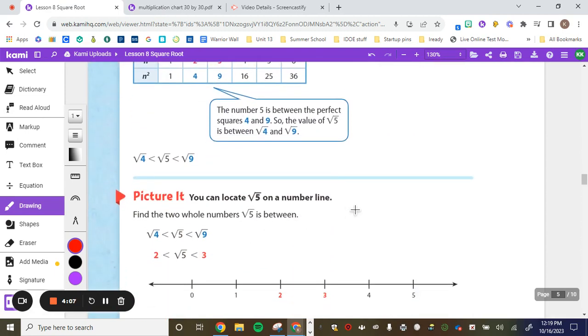Now if we look down here, the picture really helps because they said, okay, what we just said, the square root of 4 is 2. The square root of 9 is 3. So the square root of 5 has to be somewhere in between 2 and 3. And since 5 is closer to 4, it's going to be closer to 2 than 3.